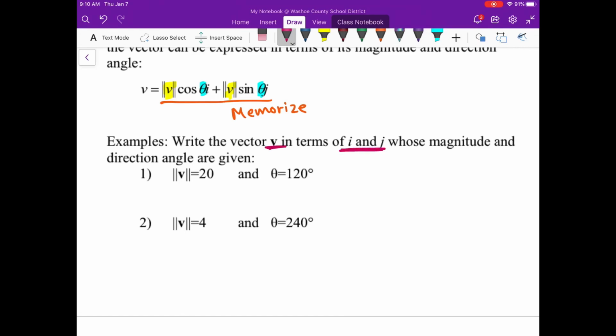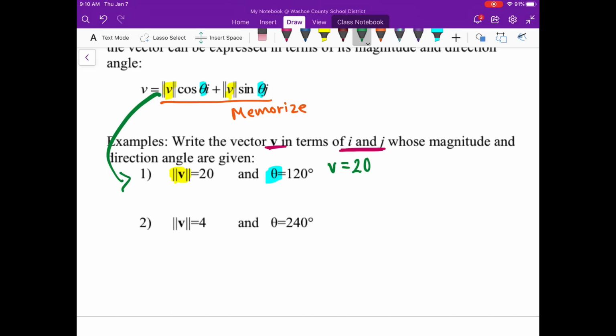So the type of problem is going to say to write the vector in terms of i and j. So your final answer should have i and j in it. Again, we give you the magnitude of the vector, and we give you an angle. And then all you do is put it back into the formula. So make sure you use the formula as it is.